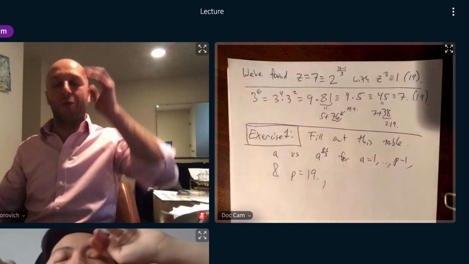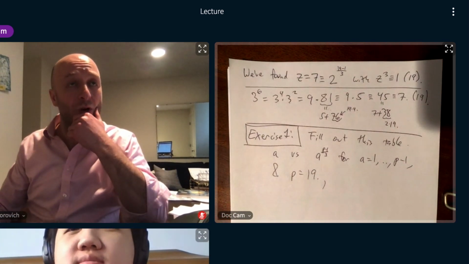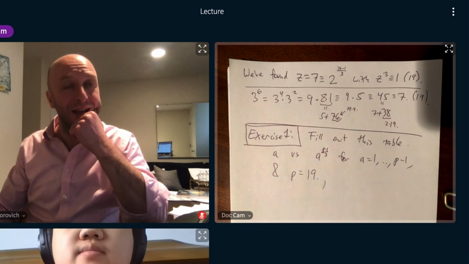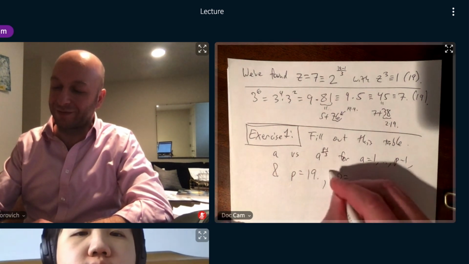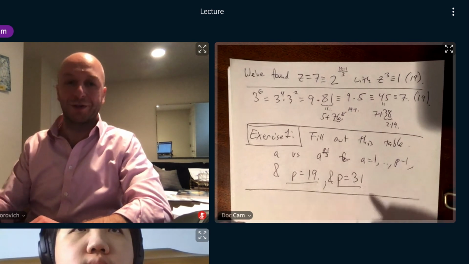And let me give you one more. What's the next prime that's 1 mod 3? 21, 22 is not prime. 24, 25 is not prime. 27, 28 is not prime. 31. And p equals 31. So these are two tables, one for p equals 19, one for p equals 31.